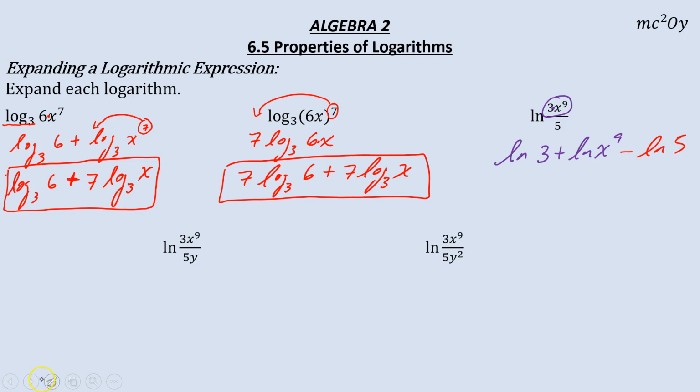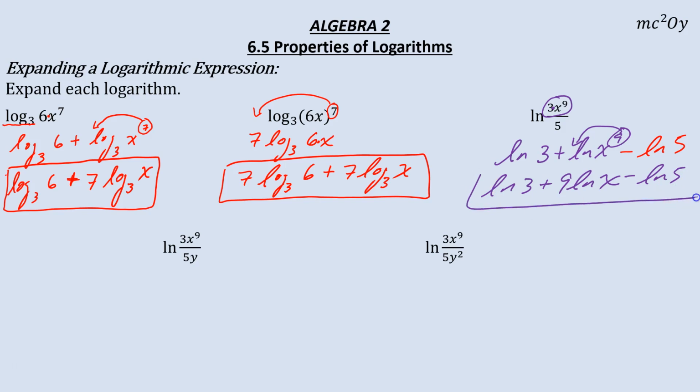Okay? And then we'd want to apply the power property. So we'll bring this 9 out in front. So we get the natural log of 3 plus 9 natural log of x, minus ln 5, natural log of 5.